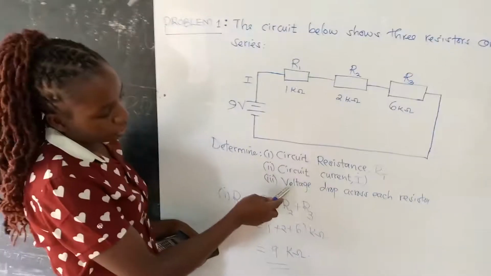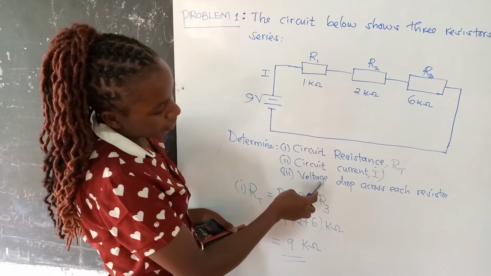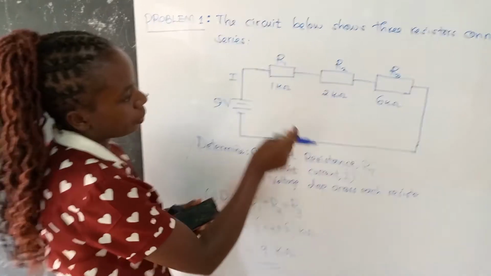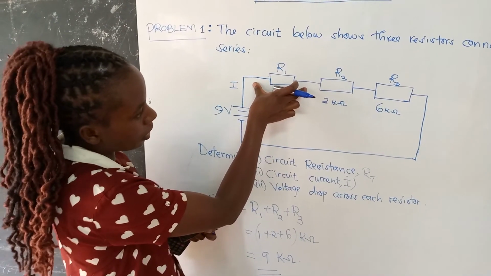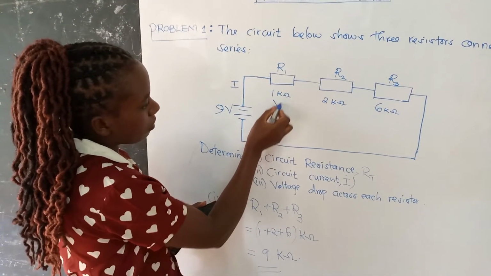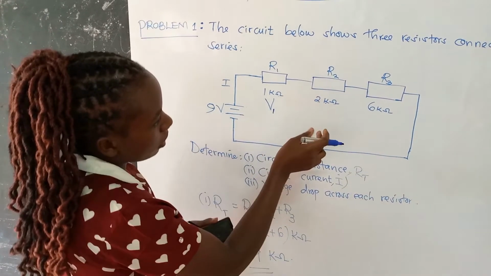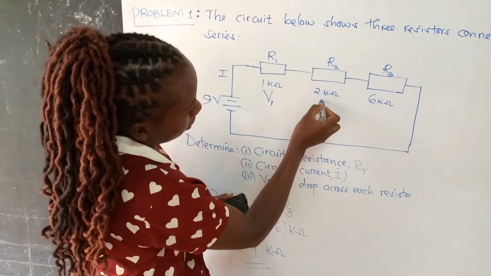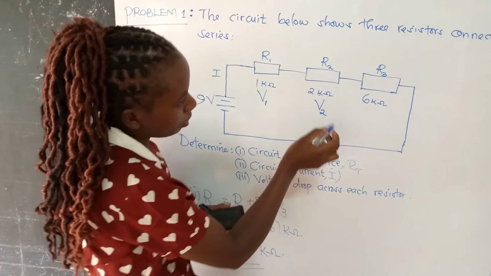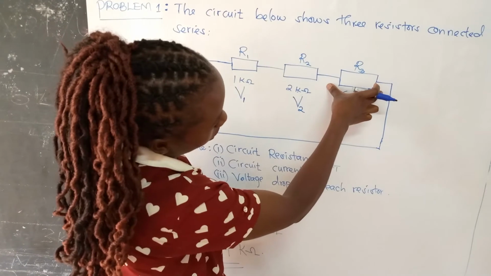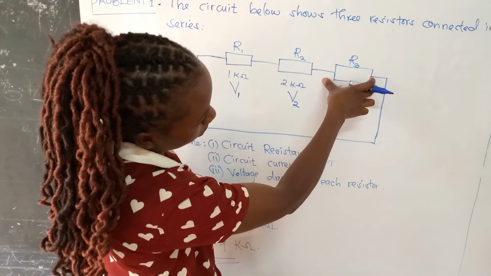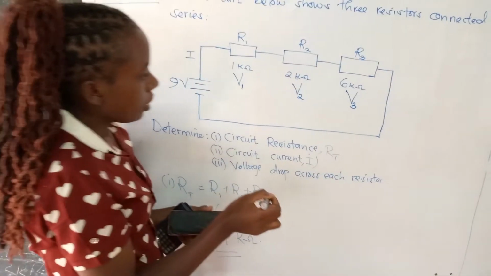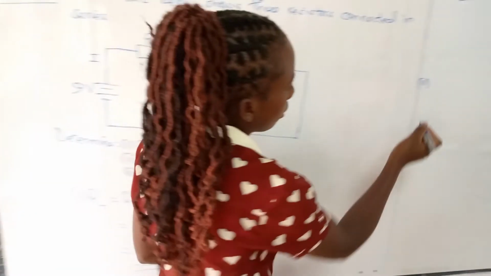On part 3 of the question, we are supposed to find the voltage drop across each resistor. Then it means we are supposed to find the voltage drop across resistor R1. Let us call this voltage V1. Also, we are supposed to get the voltage drop across R2. Let us call this voltage V2. And another one, we are supposed to get the voltage drop across resistor R3. Let us call this voltage V3.